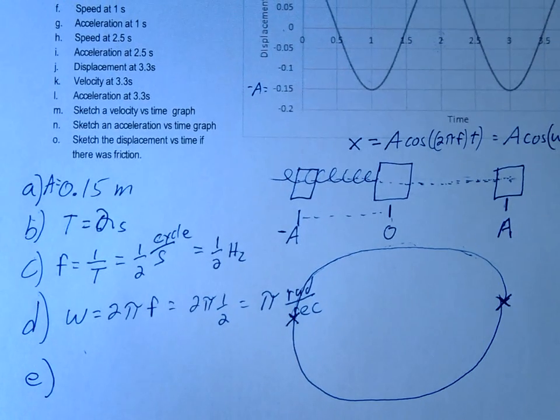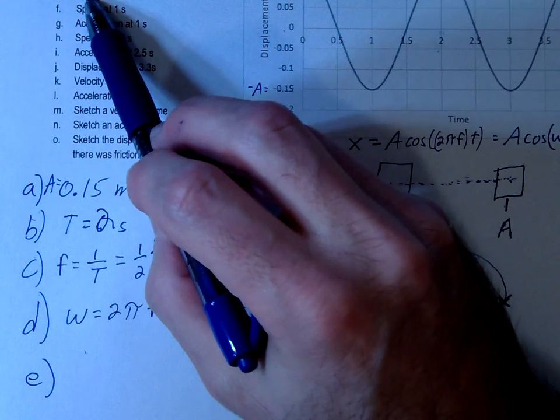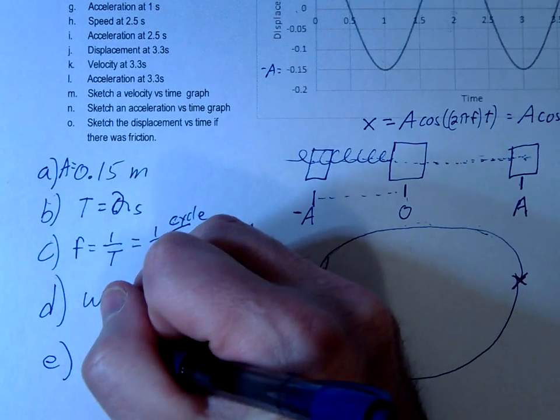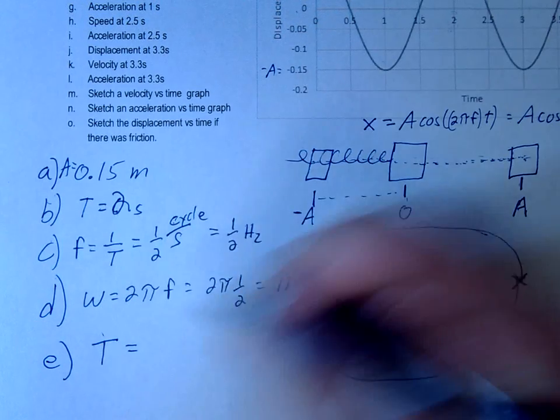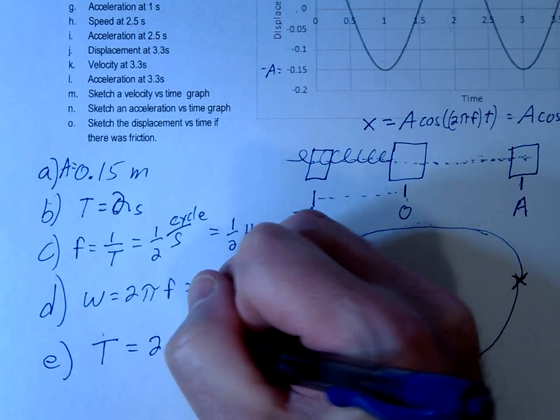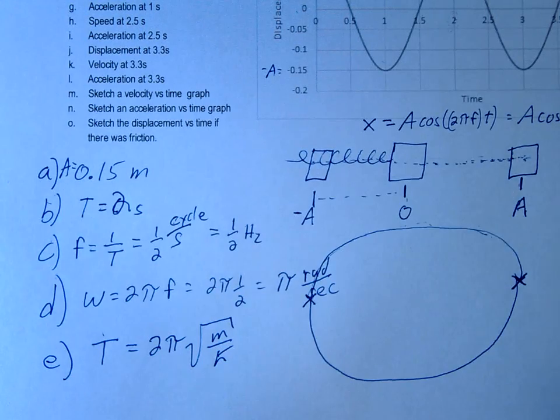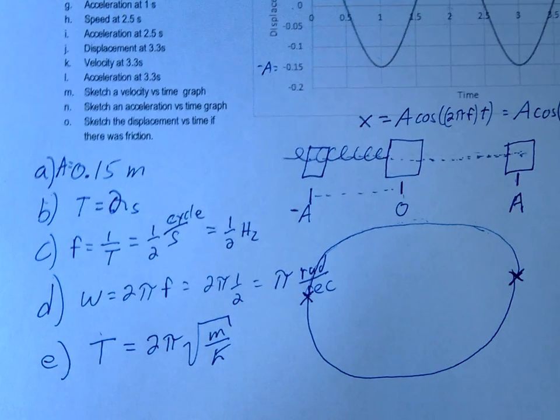Alright, letter E. What's E say? What is the spring constant? So to find the spring constant, we're just going to use our equation for a period: T equals 2 pi square root of m over k. And we'll just go ahead and substitute in what we know.